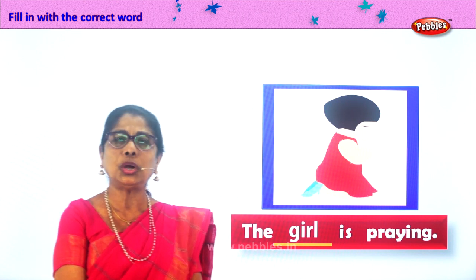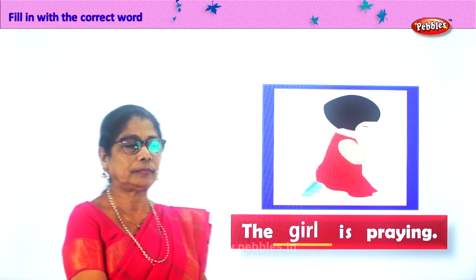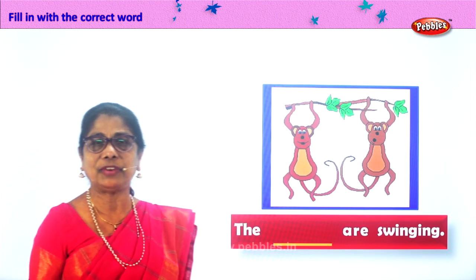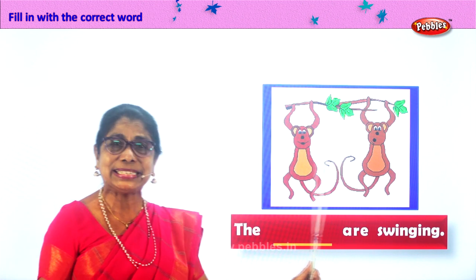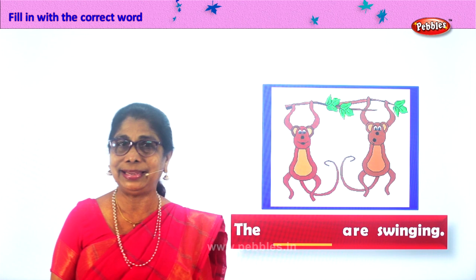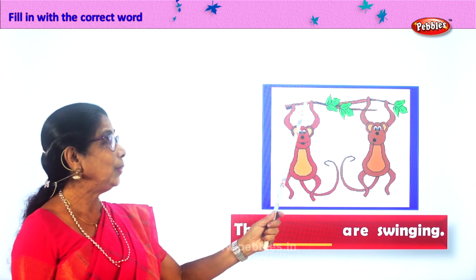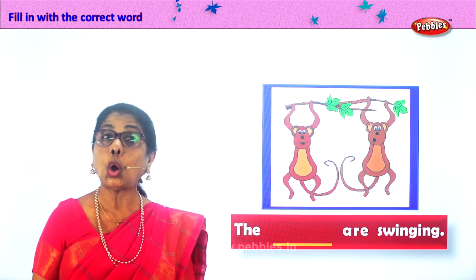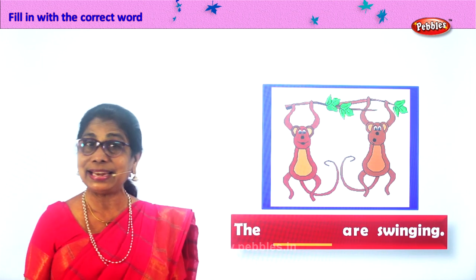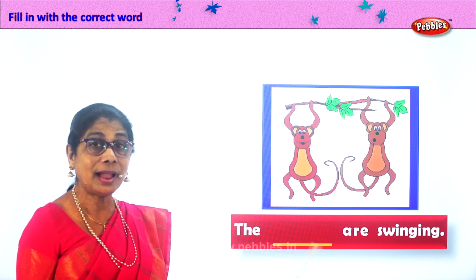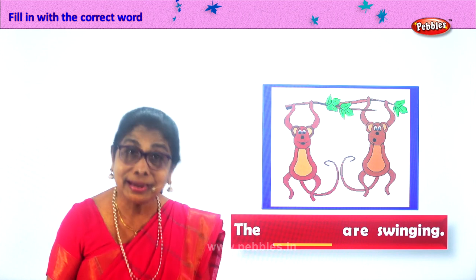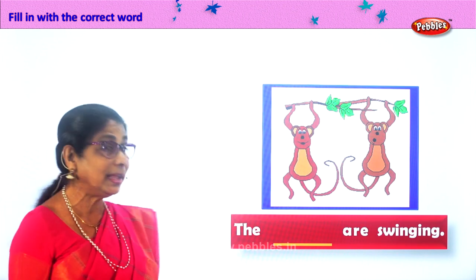Good. Let's go on to another picture. Look, there's a word missing. Let's find for ourselves. What do we see in the picture? 1, 2. 2 monkeys. What are they doing? They're swinging from branch to branch and they're very happy. Let's look at the sentence. The dash are swinging. Who is swinging? Monkeys.